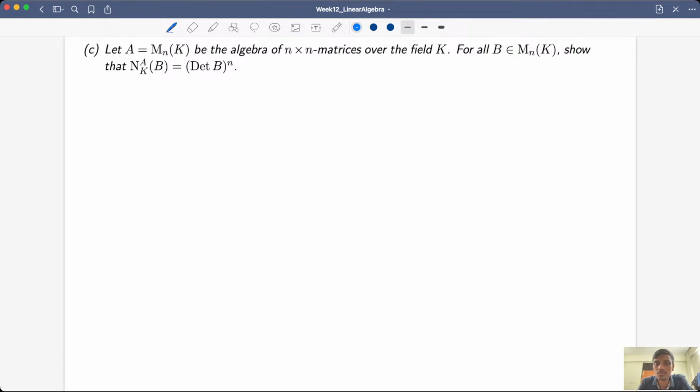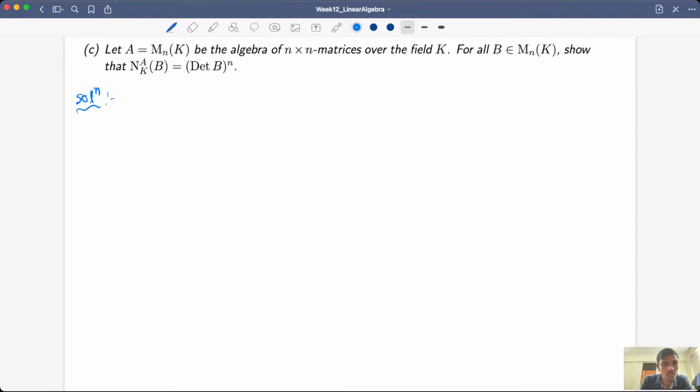So anyway, here also if we consider the norm function, for any b belonging to M_n(K), the norm of b is defined to be the determinant of b to the power n. So again we just need to calculate the determinant of this linear map, multiplication by b. We'll consider the standard basis E_ij, where the E_ij matrix is the n cross n matrix with only the ij-th entry 1 and all remaining entries 0, right?